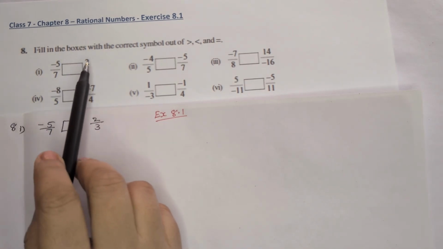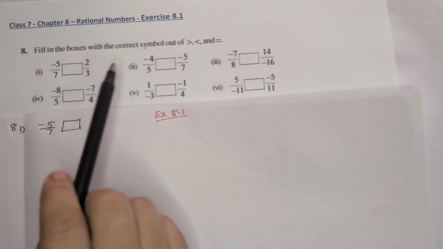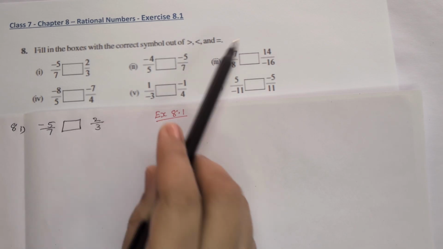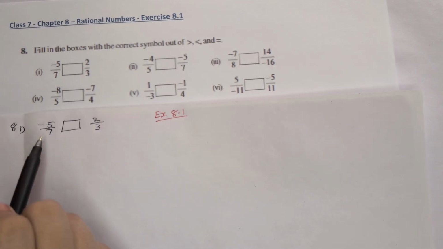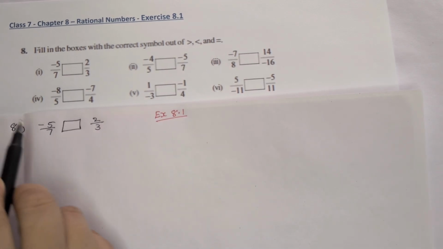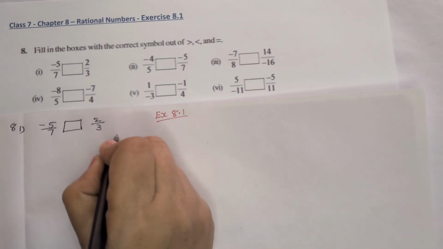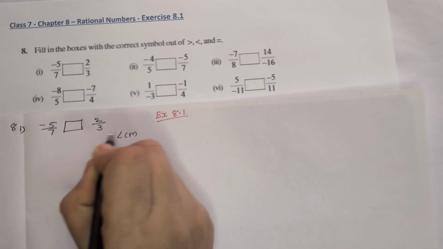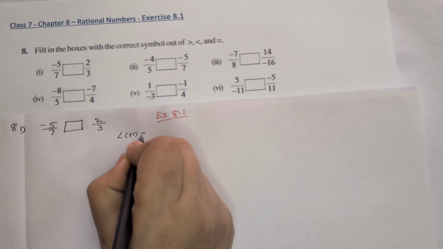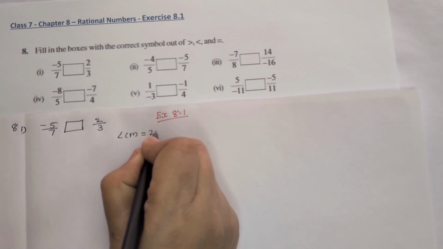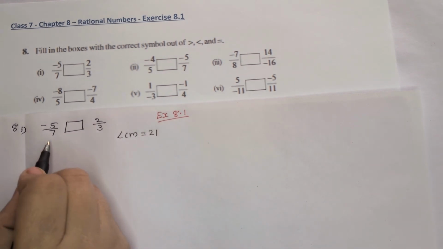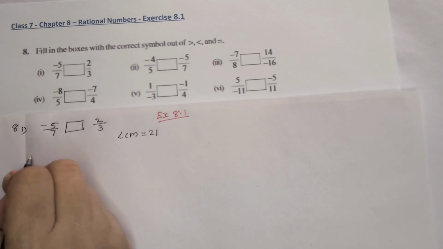Eighth question, fill in the boxes with the correct symbol out of greater than, less than and equal to. First one, minus 5 by 7 and 2 by 3. Here the denominators are different, 7 and 3. So we have to find the LCM. LCM of 7 and 3, that is 7 into 3, 21. So we have to convert each of these denominators to 21.